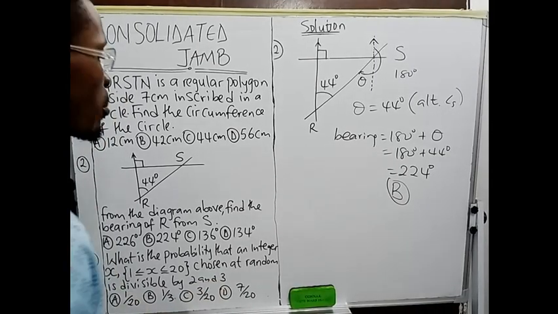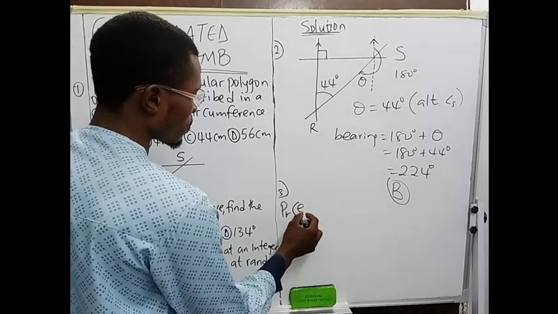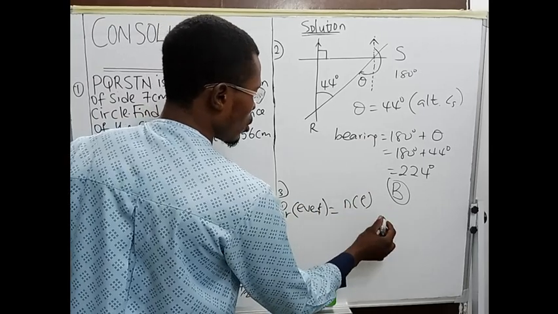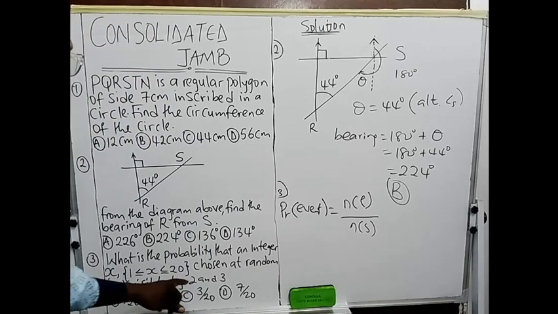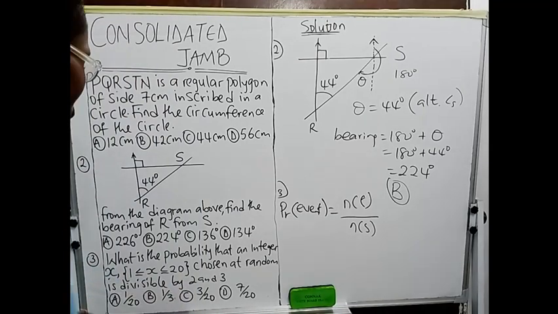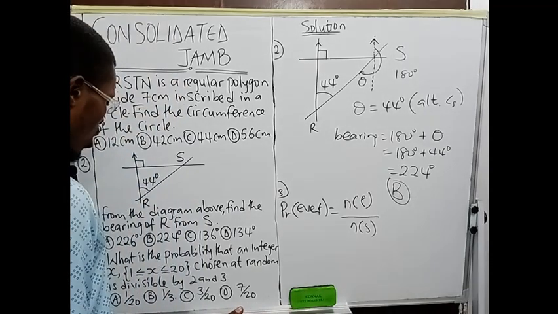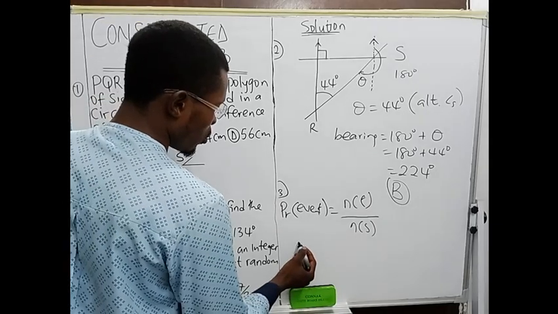First of all, we know the probability of an event is given by the number of the event over the sample space. What is the event here now? Numbers divisible by 2 and 3. Now the sample space is from 1 to 20. So what are the numbers that are divisible by 2 and 3? We get the common multiples of 2 and 3.